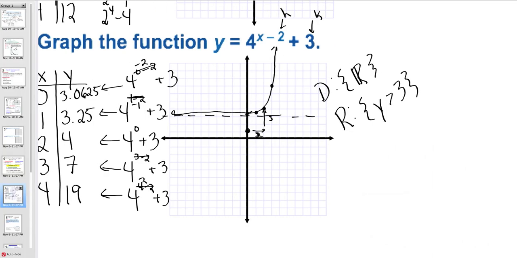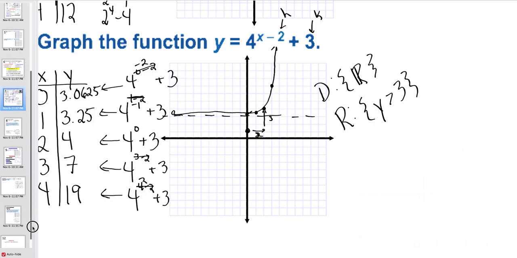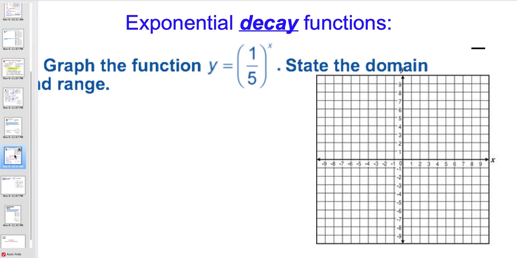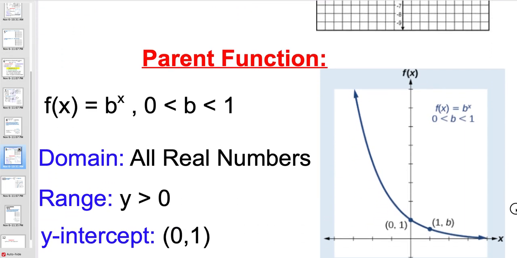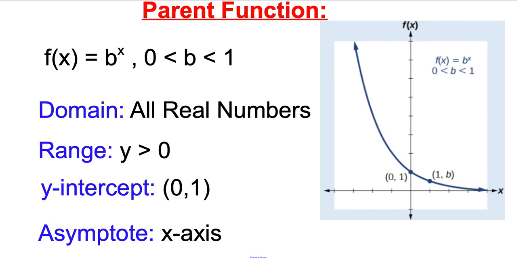So let's look at decay functions quick, and then we'll look at some real-world examples. Okay? So we're going to look at what the decay function looks like in general, and then we're going to try one because they are very similar to growth. So decay, general trend of the graph, it goes down to a really small number, like what we had with the Mountain Dew in the beginning.